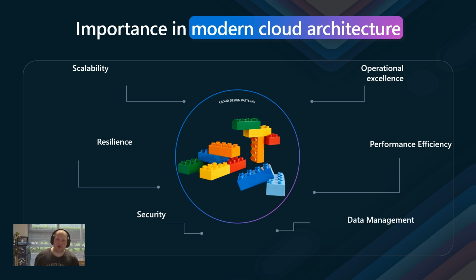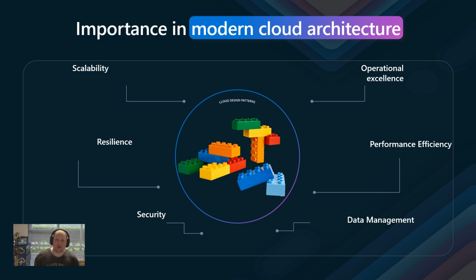So when we look at operational excellence, patterns like Ambassador and anti-corruption layer enhance your operational excellence by simplifying the management and monitoring of cloud applications. Efficient management practices contribute to sustainability by optimizing resource usage and reducing unnecessary overhead.